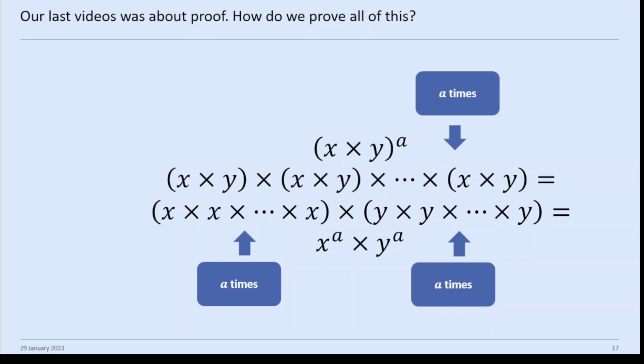And finally, we're going to show that powers distribute over products. So x times y to the a is just x times y times x times y times x times y times dot dot dot x times y. If we rearrange the order of the terms, which we can do with multiplication, we get x times itself a times, y times itself a times, which is just x to the a times y to the a. So we've shown that x times y to the a is equal to x to the a times y to the a.